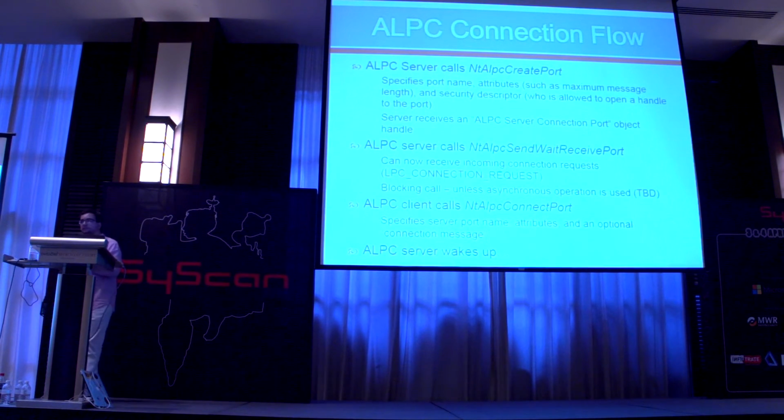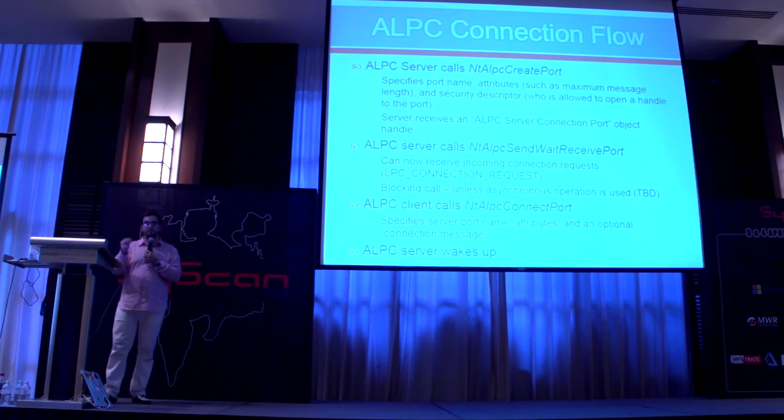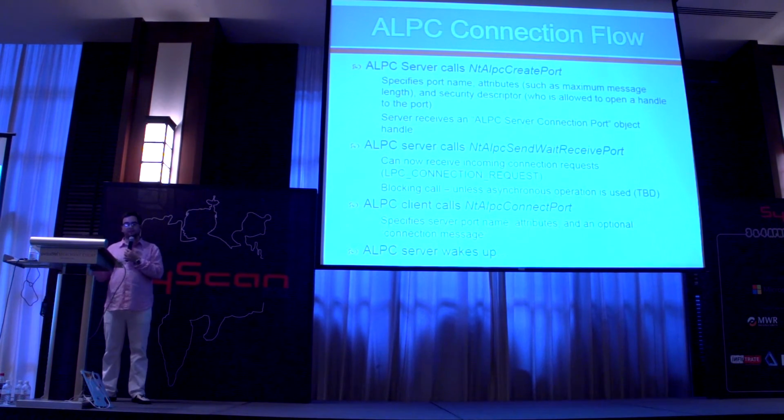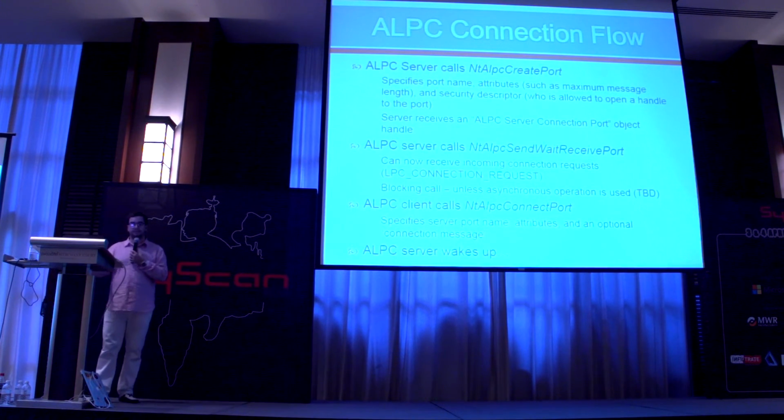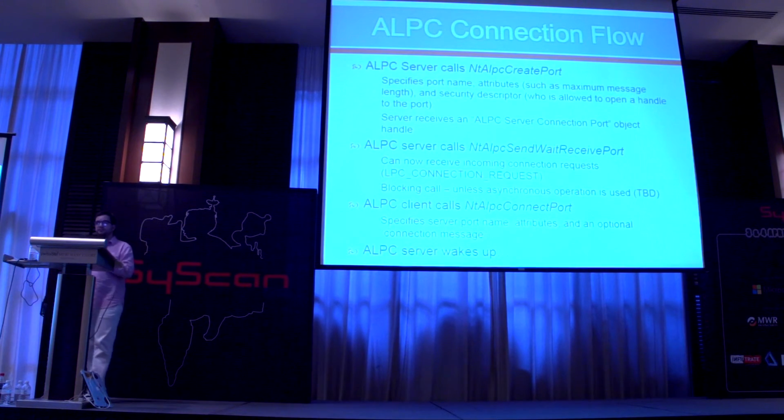So how does a client connect? Client calls NT ALPC connect port, passes in the name of the port, passes in any attributes of the port on its side. So I don't want to receive replies from the server that are bigger than X bytes, for example. And you can specify an initial connection message. This initial connection message allows the server, for example, to decide whether or not it should allow you to connect. But as long as the security descriptor says that Bob can connect to this port, then Bob can try to connect to the port with this API. At this point, the ALPC server will wake up.